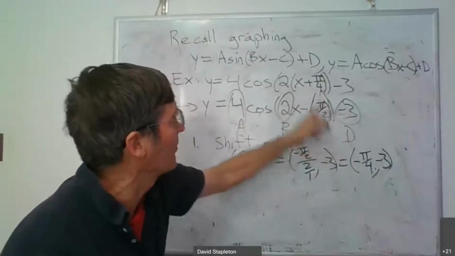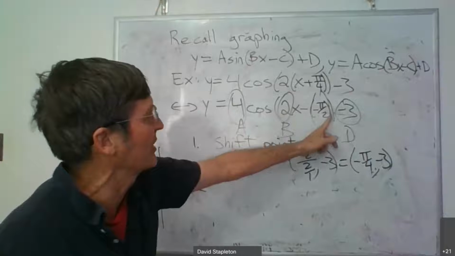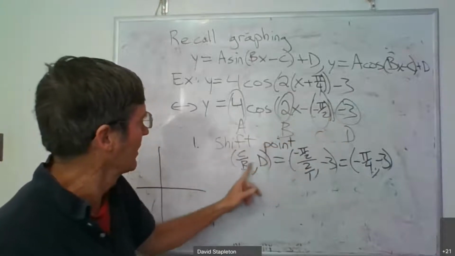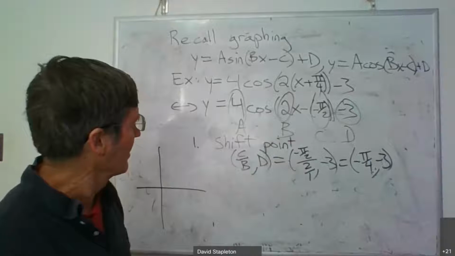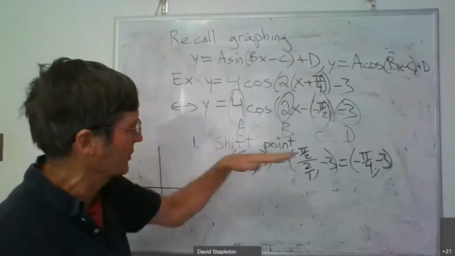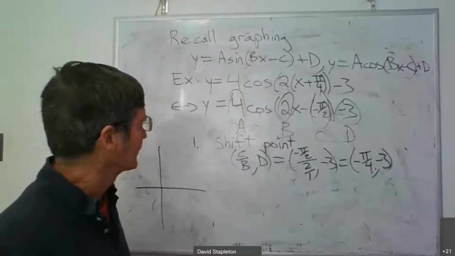That's the same thing I got by rewriting it in the standard form, a cosine bx minus c plus d, and then using the memorized shift c over b, d. We call c over b the phase shift, it's horizontal, and d the vertical shift.